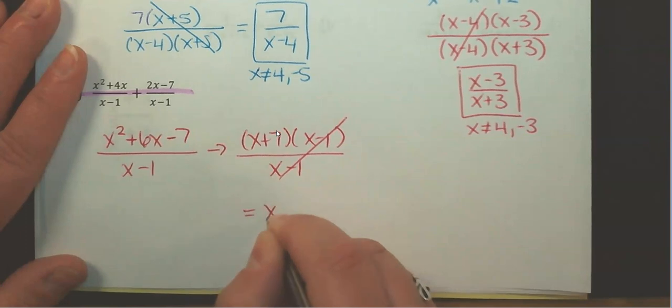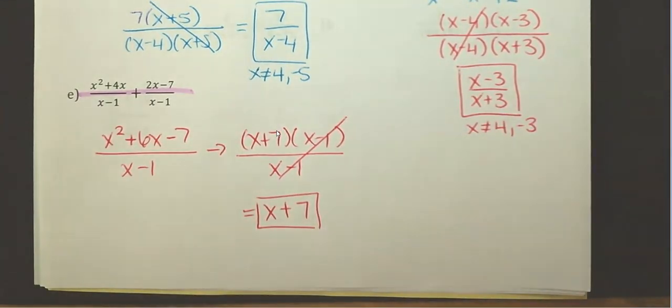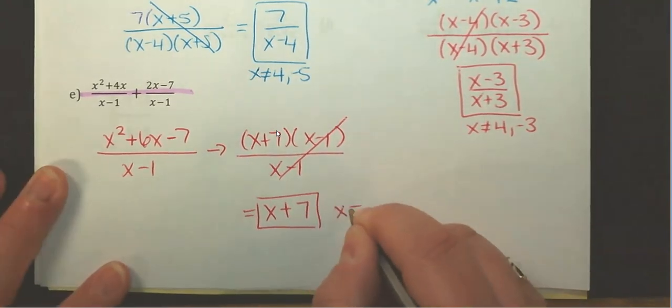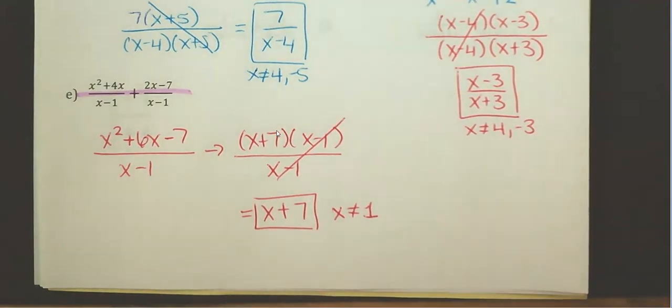So we're left with no fraction anymore. This is just x plus 7. But even though it canceled out, I had that x minus 1 in the denominator, so we have to use that as a restriction even if we cross it out. So positive 1, if I plug that in for x and x minus 1, that would make the denominator 0. Does anybody have any question?